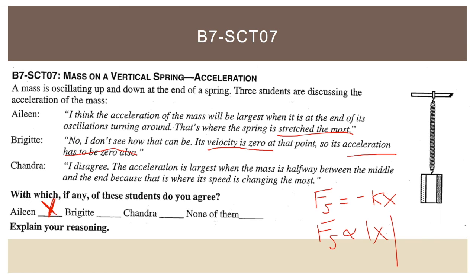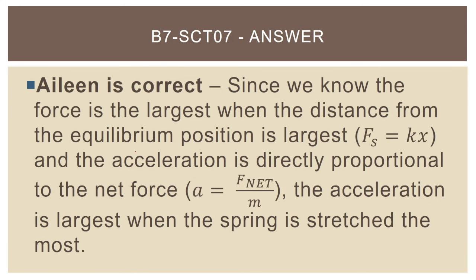You should definitely recognize that just because the velocity is zero does not mean the acceleration has to be zero. If you're forgetting that, think about projectiles when they get to their max height, or just an object thrown straight up in the air. When it gets to its maximum height, its velocity is zero, but it's accelerating due to gravity the whole time. The answer here is Aileen.